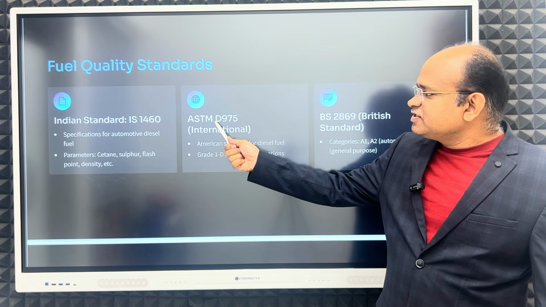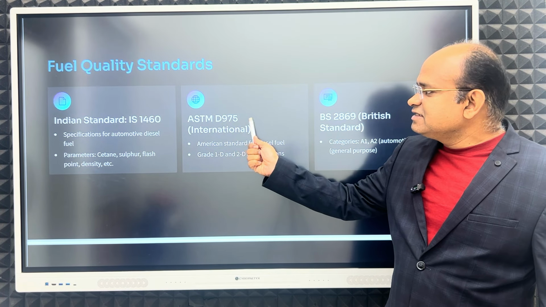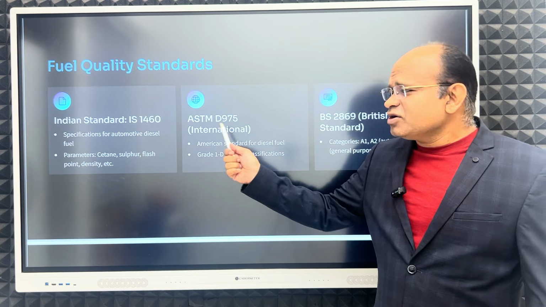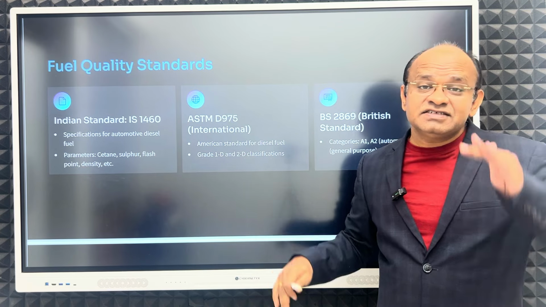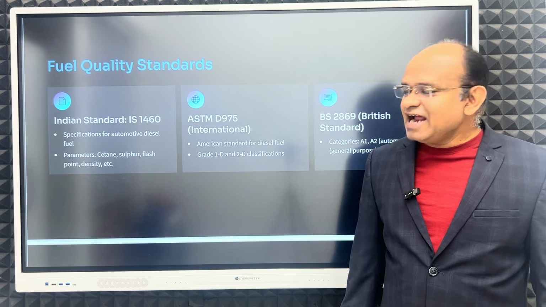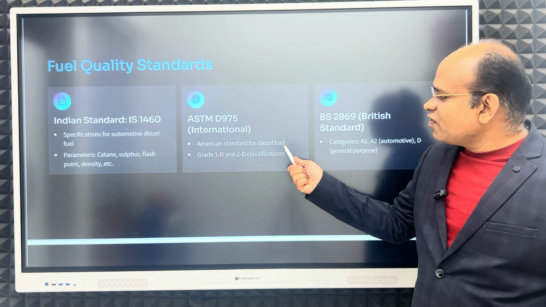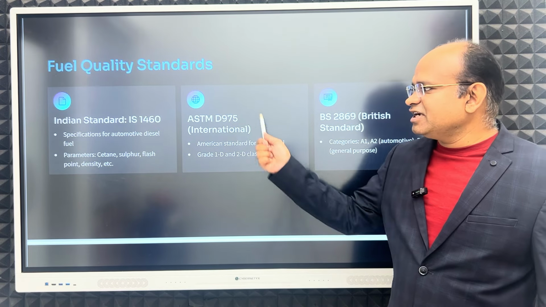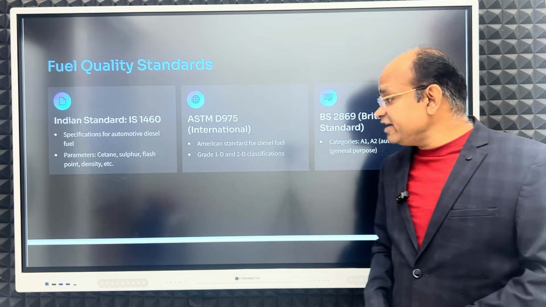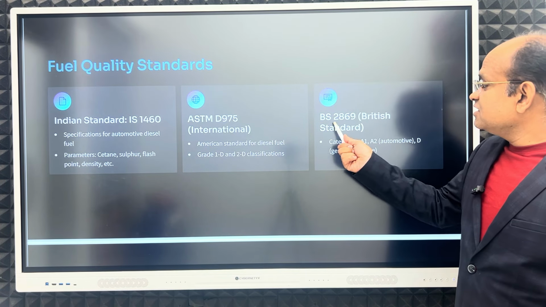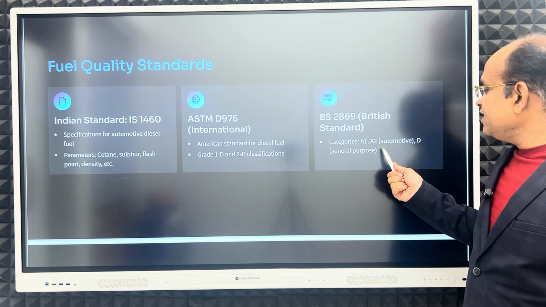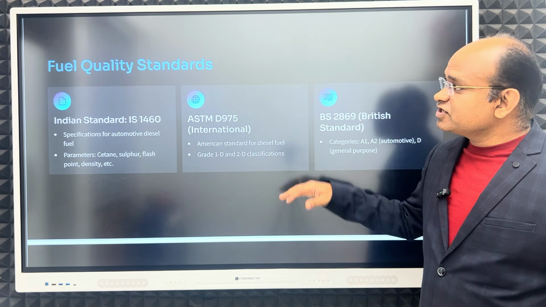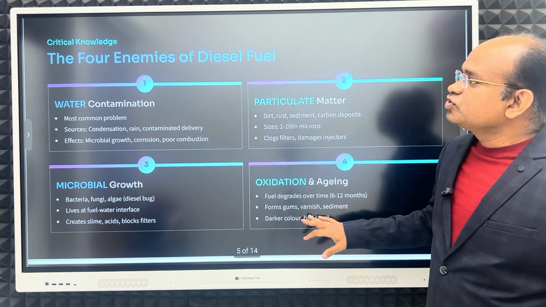Then ASTM D975. This is an international standard you should follow. Automatically this will comply. These international standards are above all the standards. Then the American standard for diesel fuel, grade D and 2D classifications. So these are the standards you should refer. Then British standard BS 2869, categories A1, A2 automotive, D for general purpose. So these are the quality standards you should know.